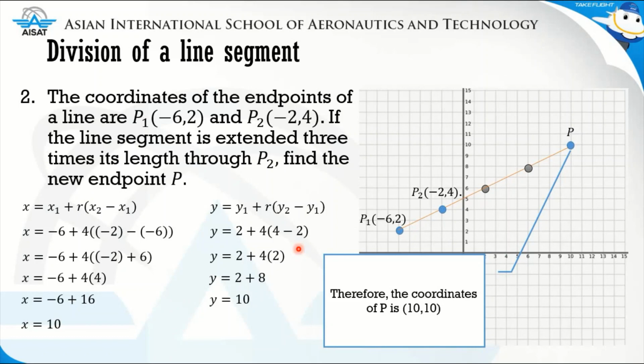Now in this type of example, this is called division of a line segment divided externally, since point P is outside the given line segment from P sub 1 to P sub 2.